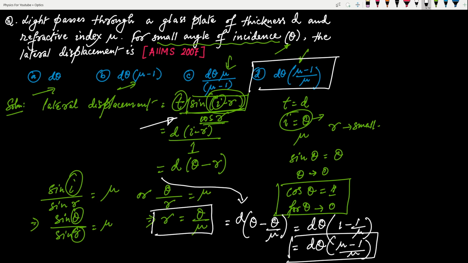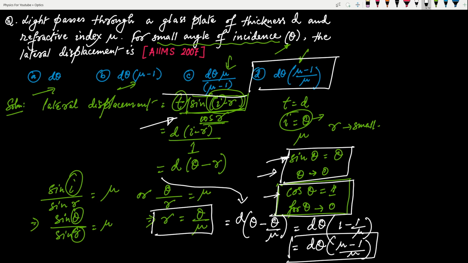But I have given this question in order to explain this concept to you, that when theta is small, sine theta is treated as theta. This is the condition. And for cos theta, when theta is small, we treat cos theta as 1. So these are the concepts that you need to keep in mind. Whenever theta is small, you need to use this concept. Otherwise the problem is very easy.